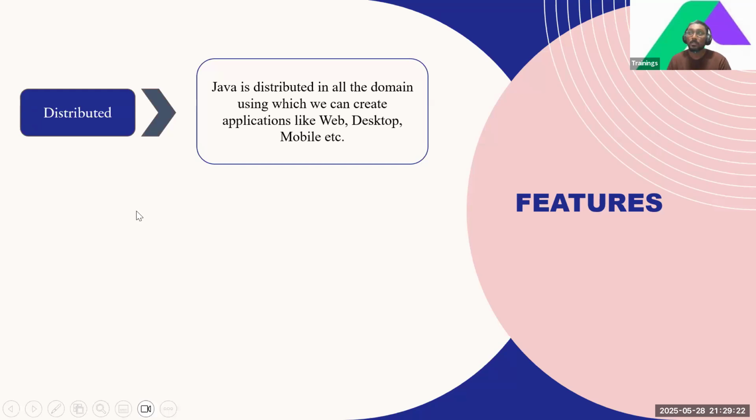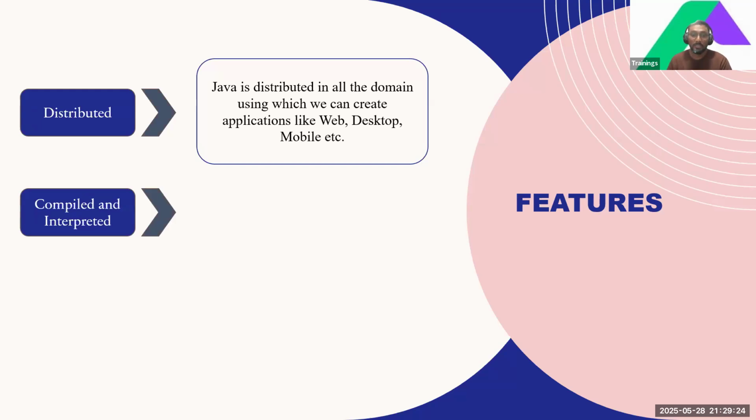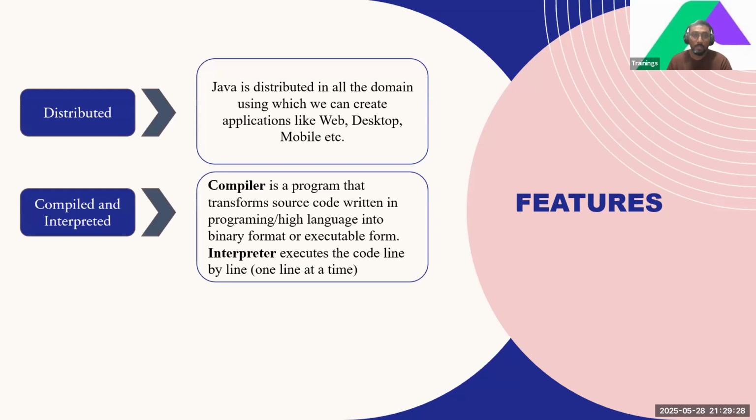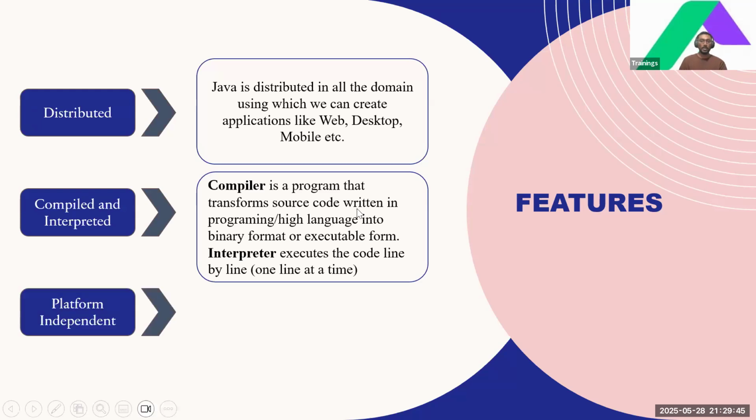The next two features are compiled and interpreted. These are really important features. Mostly, if any question comes on the features, you'll get questions on compiled and interpreted. And the next feature is called platform independent.